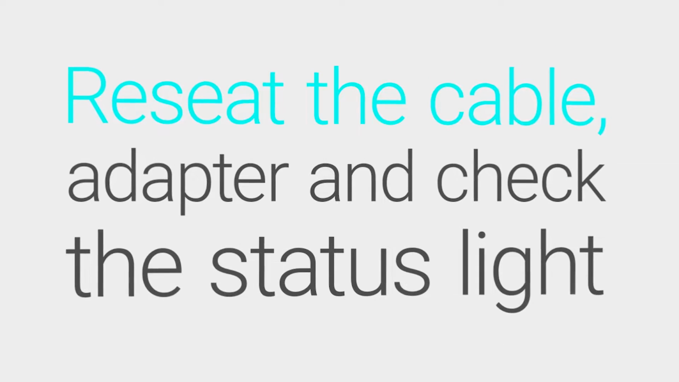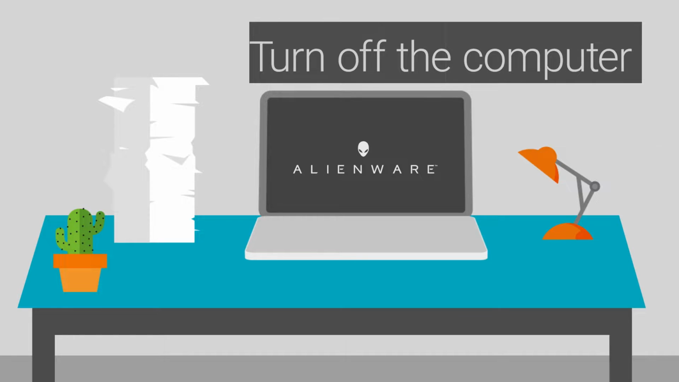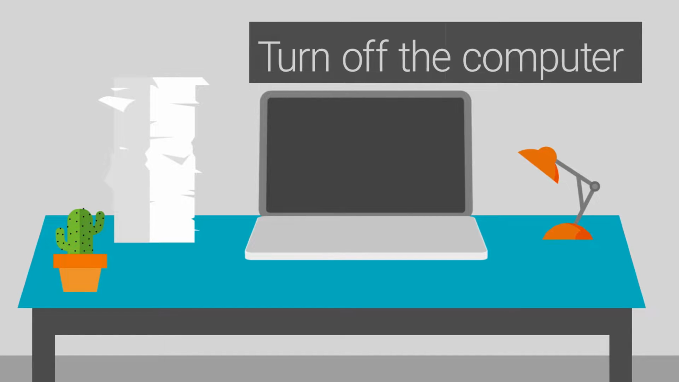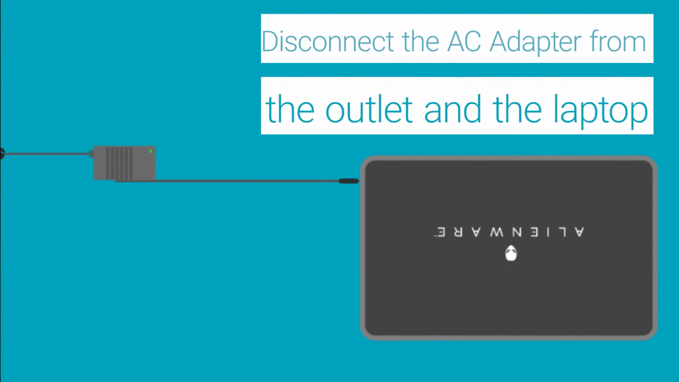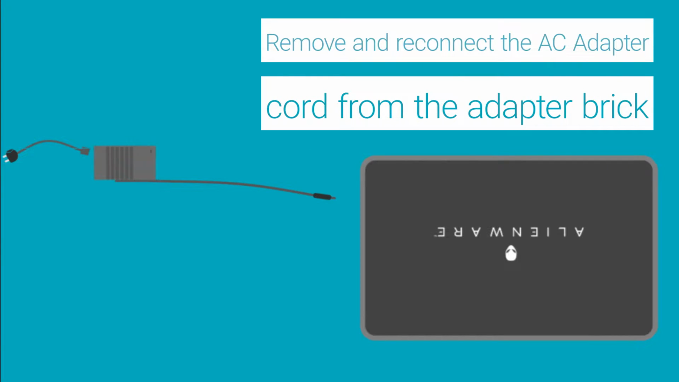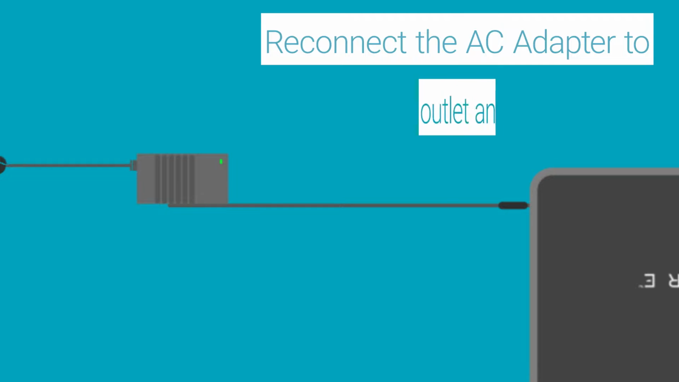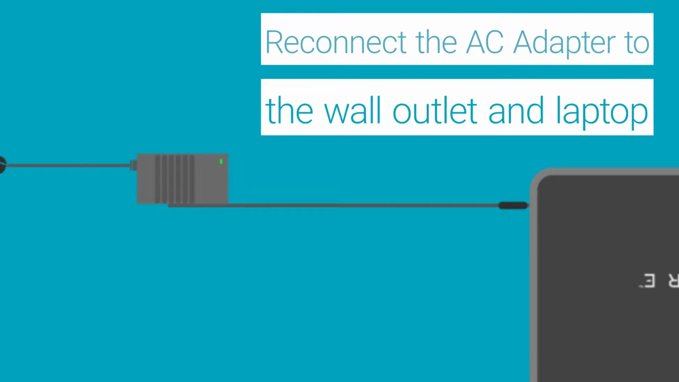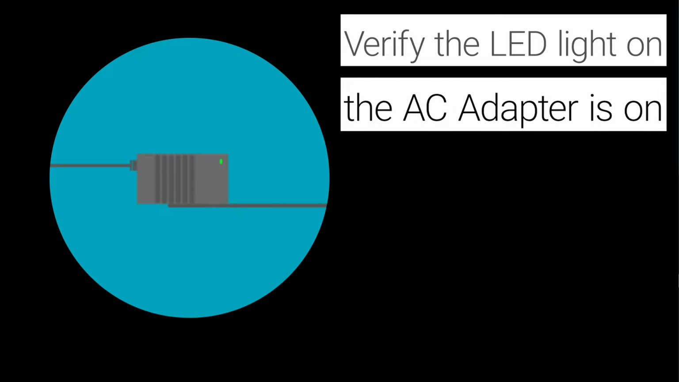To reseat the AC adapter, turn off the computer. Disconnect the AC adapter from the wall outlet and the laptop. Remove and reconnect the AC adapter cord from the adapter brick. Reconnect the AC adapter to the wall outlet and the laptop. Finally, verify if the LED light on the AC adapter is on.